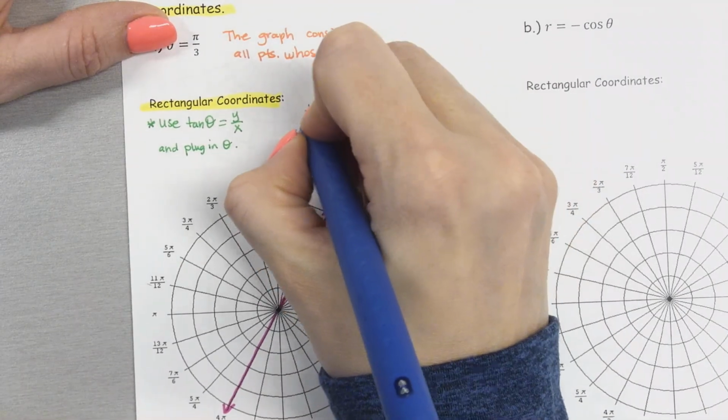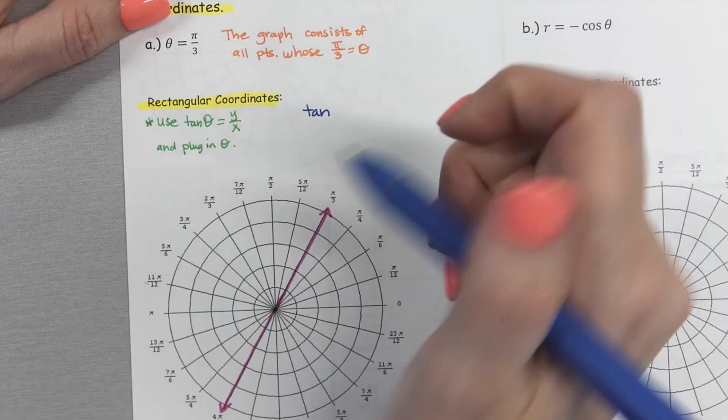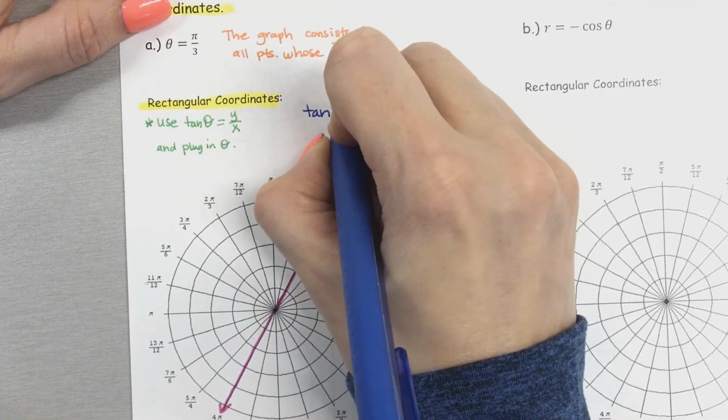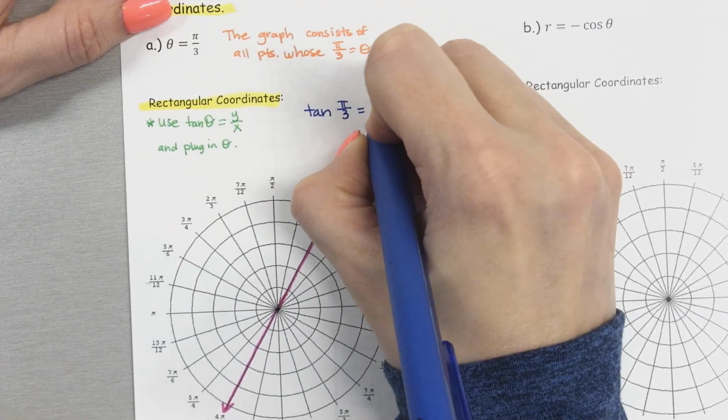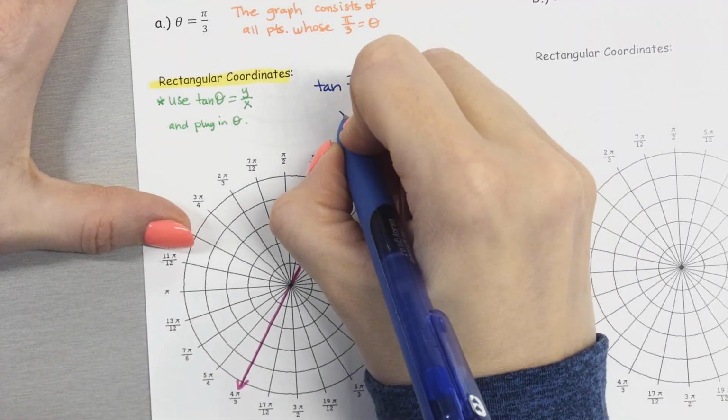So your tangent is going to be of pi over 3. That's your theta value. It's still equal to y over x. And then just like we did earlier today, we're going to substitute using the unit circle. So the tangent of pi over 3 is what value? Root 3. Yeah.